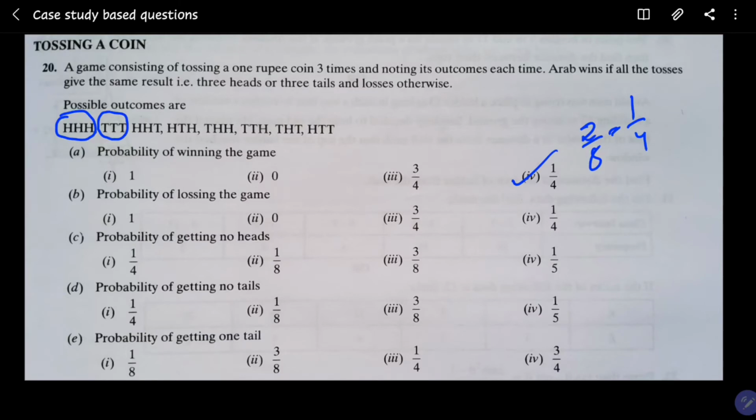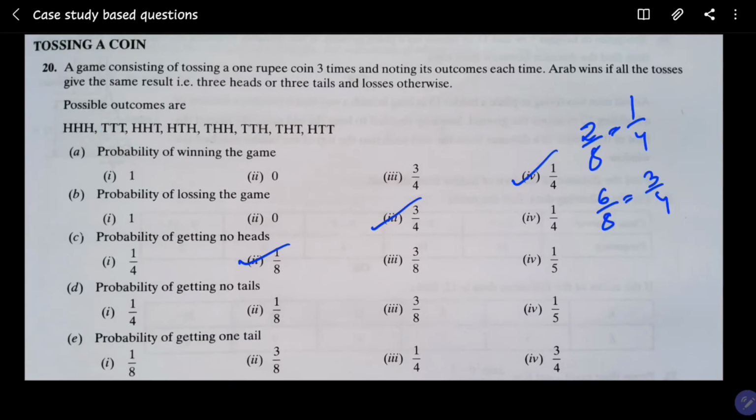Second question, what is the probability of losing the game? There are 6 chances in which the game can be lost. So 6 divided by 8, which is equal to 3 by 4 is the probability for the second question. Third question, what is the probability of getting no heads? Getting no heads means we should not see any H in the possible outcome. So here only TTT is possible. So that is why 1 by 8 is the probability.